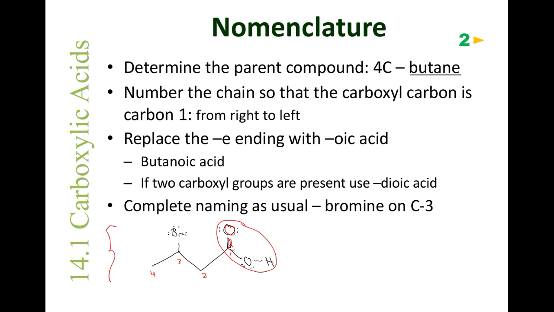That obviously means that this carbon is going to have to be carbon number 1. I number them going from right to left. I replace the E, so since I have 4 carbons, instead of butane, I'm going to remove that E, so I'll erase that, and I replace it with oic acid. So butanoic acid is how you would pronounce that. So this is butanoic acid. And then complete the rest of the name, as usual.